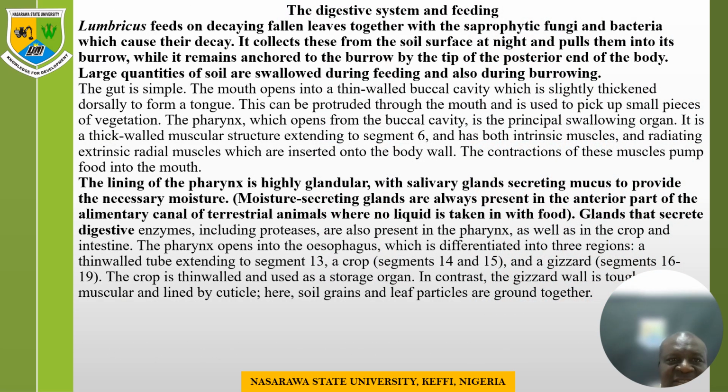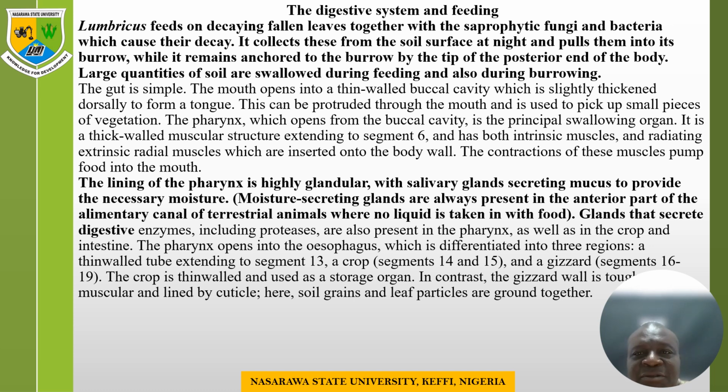As we go to the digestive tract, they have a very peculiar way of feeding. Every organism wants to survive. They have the ability to feed on any organism that is surviving, as they must feed. So Lumbricus terrestris, that is the earthworm, the digestive system and their feeding. They feed on decaying fallen leaves together with the saprophytic fungi and bacteria which cause their decay. They pick on the leaves, and these fungi and bacteria cause their decay.